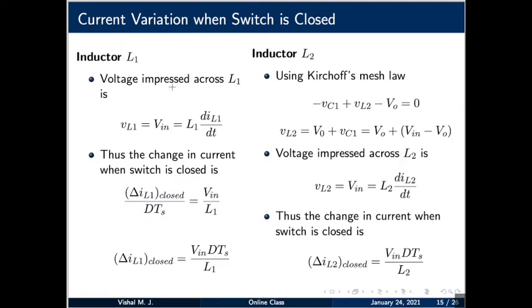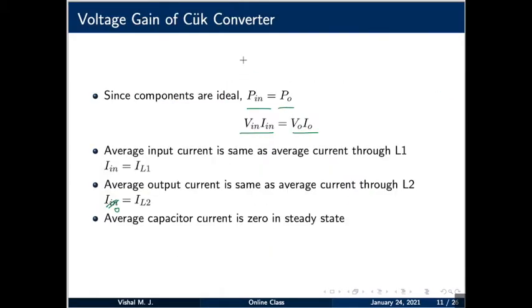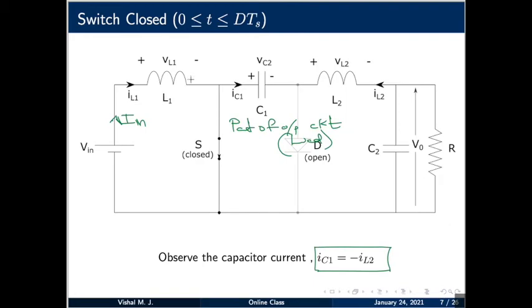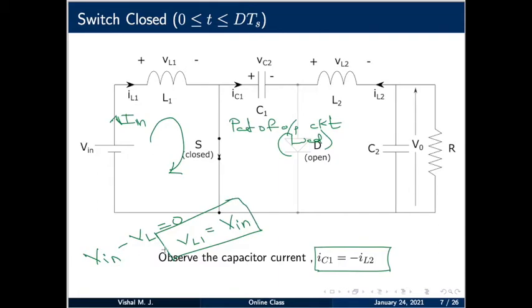Now, when the switch is closed, what is the current variation? That is what we are going to see. I have written in two columns the current variation in L1 and L2 when the switch is closed. So, let us take the circuit. This is the configuration when the switch is closed. What is the inductor voltage 1 when the switch is closed? If you have a doubt, write Kirchhoff's voltage law for this mesh. What is it? Vin minus VL1 must be equal to 0, or VL1 is equal to Vin. This is the inductor voltage 1 when the switch is closed.